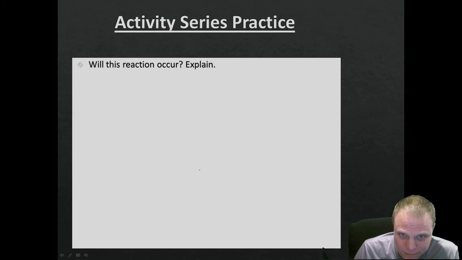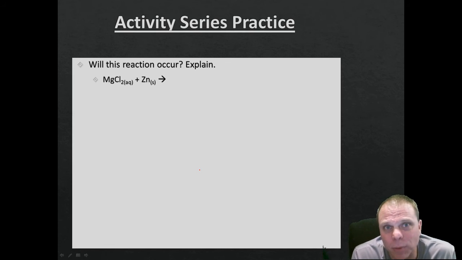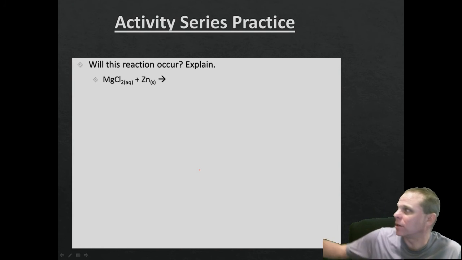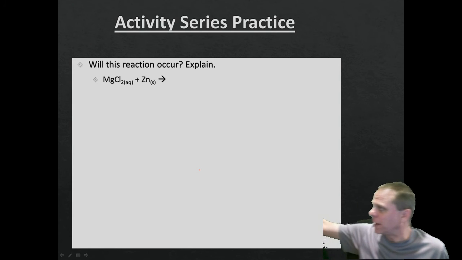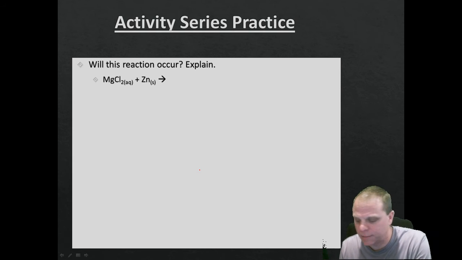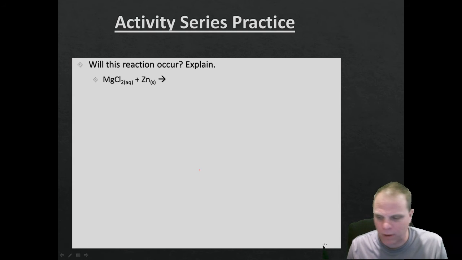All right, so we need to now be able to do things like say, hey, will this reaction occur? Can we state whether or not this reaction occurs based upon the activity series? And so you want to make sure that you get your activity series ready to go. Remember, that's on page 266 of your book. If you're taking a test, we would give you this activity series. We wouldn't expect you to memorize it.